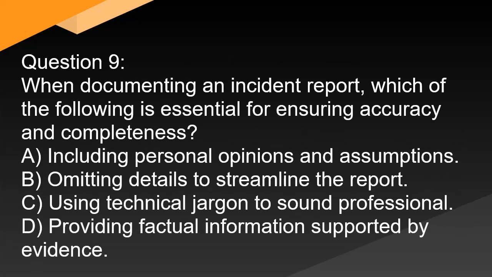Question 9. When documenting an incident report, which of the following is essential for ensuring accuracy and completeness? A. Including personal opinions and assumptions. B. Omitting details to streamline the report. C. Using technical jargon to sound professional. D. Providing factual information supported by evidence.